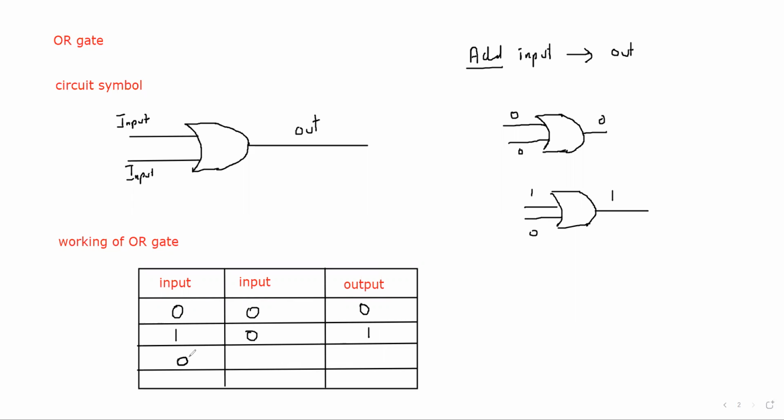If one input is 0, the other one is 1. So again it will be 0 plus 1. So 0 plus 1 is equal to 1 as well. So if first input is 0 and second is 1, the output will be 1. If both inputs are 1, 1, what will be the output?